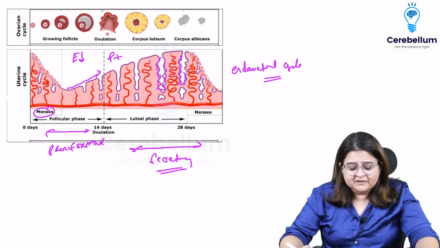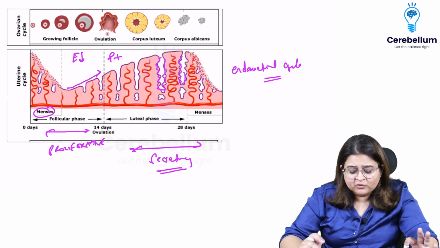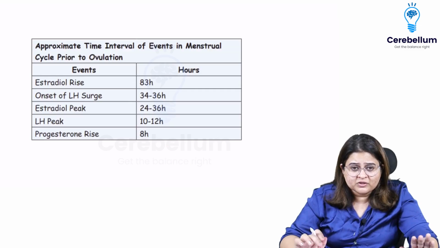Finally, what happens when pregnancy doesn't happen? When the hormones go back to normal, they start falling, the endometrium is going to break down, and that leads to the period. So this is what is happening in the menstrual cycle.